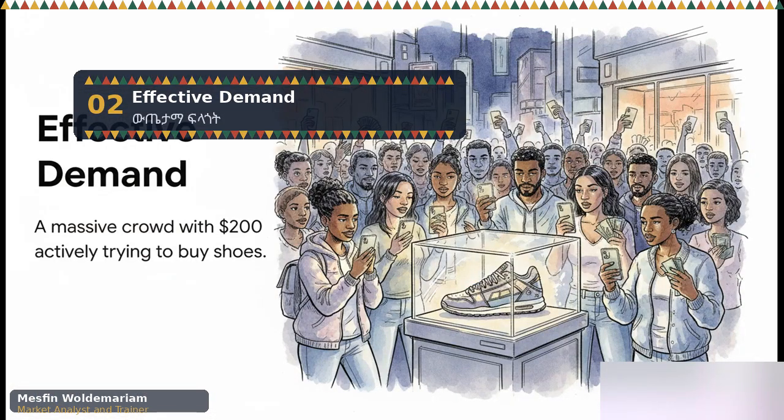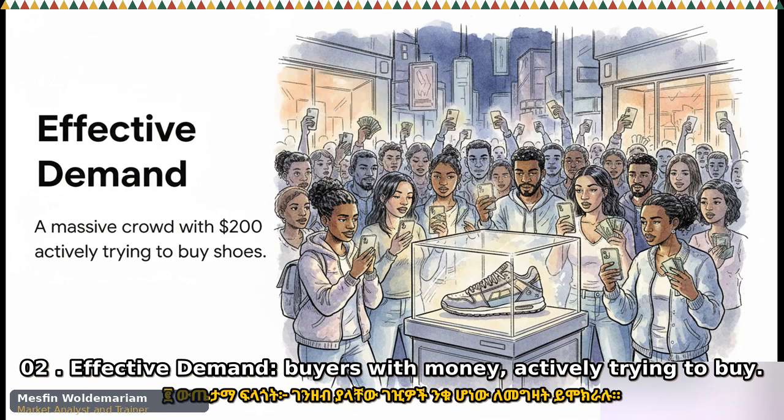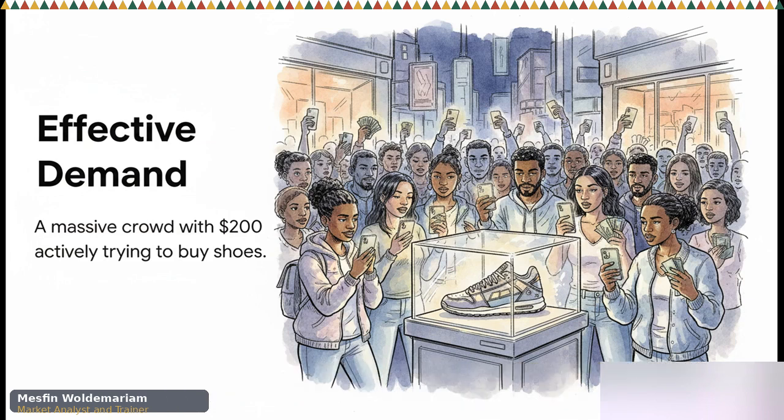Let's make this super concrete with an everyday shopping example. Imagine a highly anticipated limited edition sneaker drop. Effective demand is that entire massive crowd of people holding $200 in their pockets, frantically refreshing their checkout screens on their phones. They want the shoes and they have the money ready to go. They are actively participating in the market.